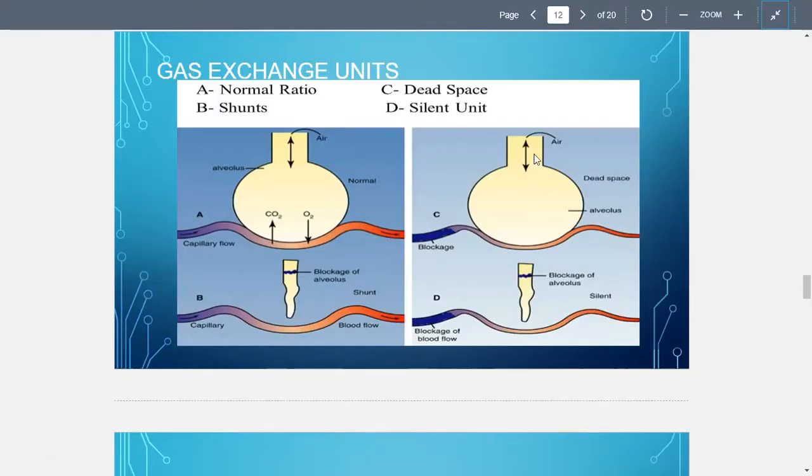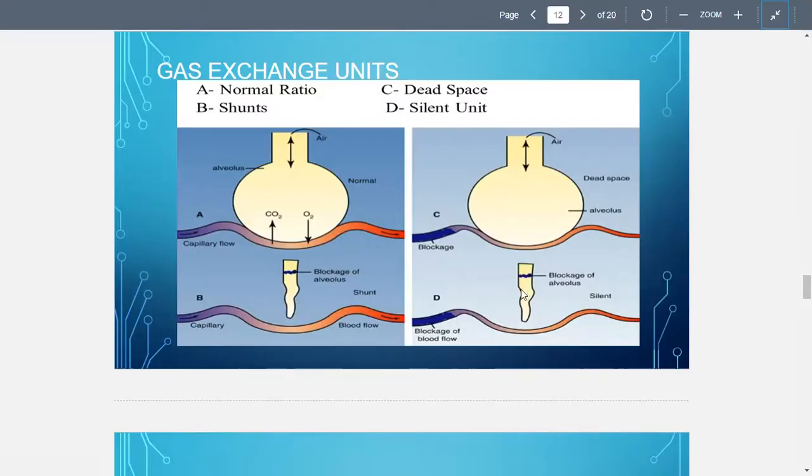All right. C is dead space. The alveoli is fully ventilated, but look, there's a blockage in the blood flow, so there's no blood flow. See, showing a blockage there. So look at that blood flow. No or very little, right? So all this gas is being wasted because there's nothing there to pick it up. And then finally, the silent unit is where we have a collapsed alveoli and no blood flow.